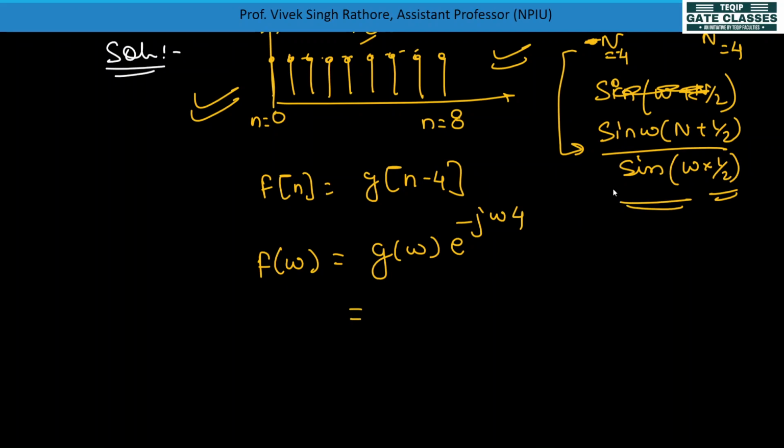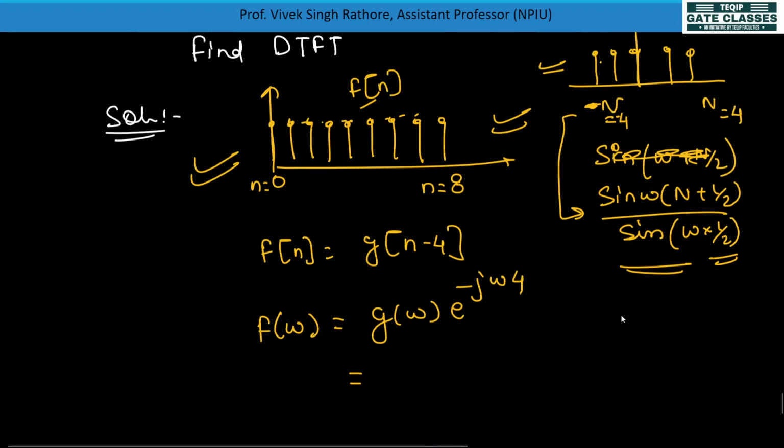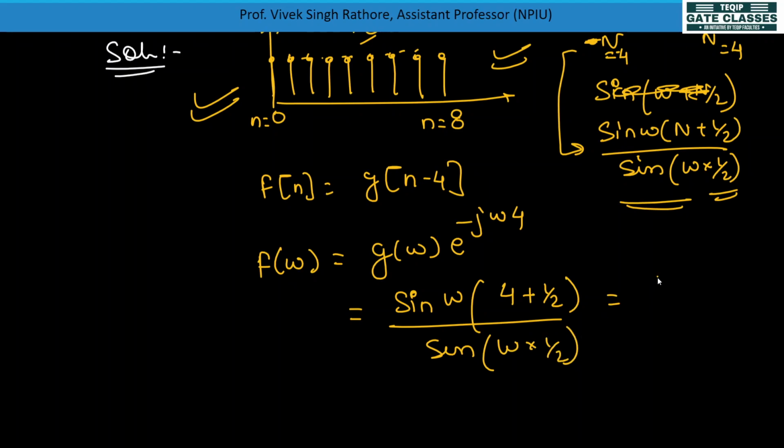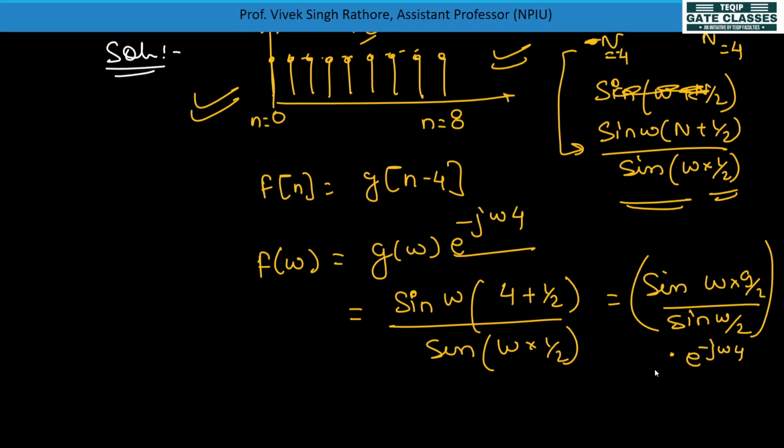You know the g of omega value, because g of omega is here. You just need to put n is equal to 4. So sine of omega, where n is nothing but 4, plus 1 by 2 is there, and in the denominator sine of omega into 1 by 2 is there. So you will get sine of omega into 9 by 2, that is 4 times 2 plus 1, 9 by 2, and then sine of omega by 2. Ultimately, this is there, and multiplied by e to the power minus j omega 4. This will be your f of omega, the answer you wanted.